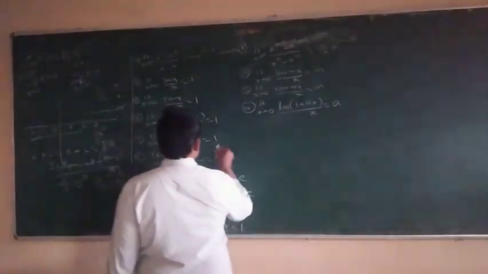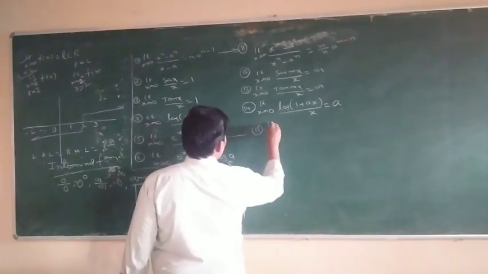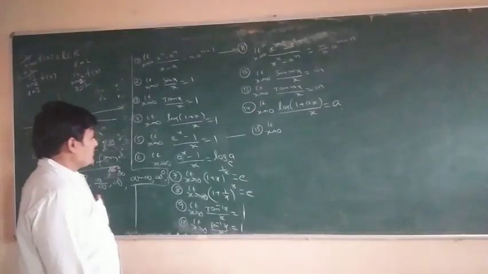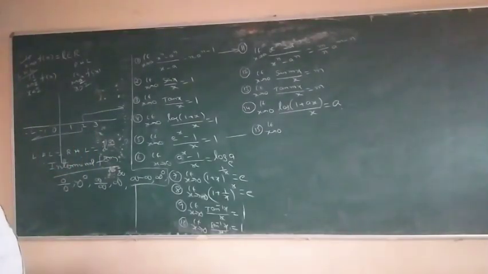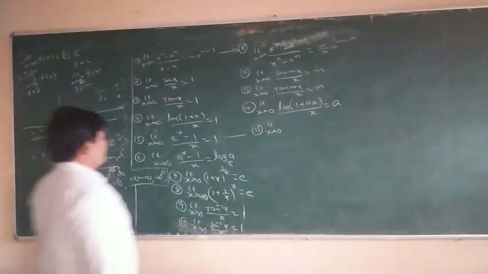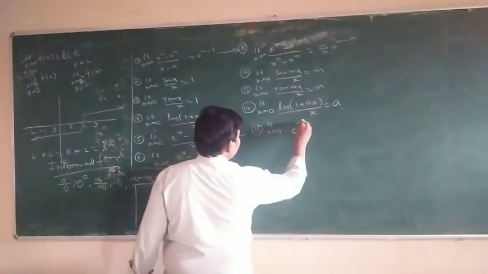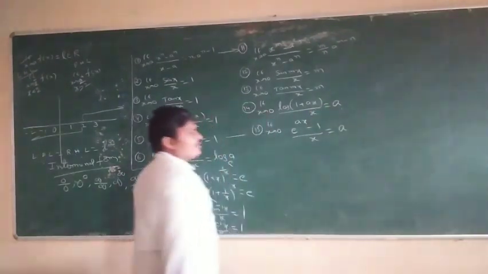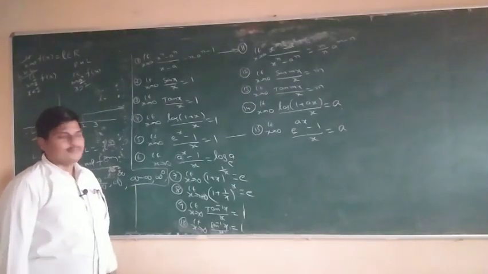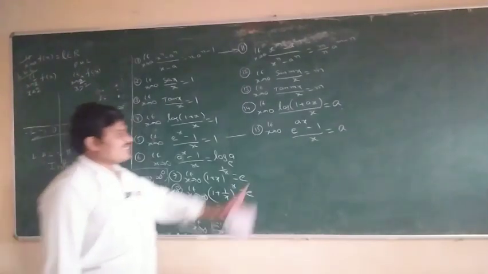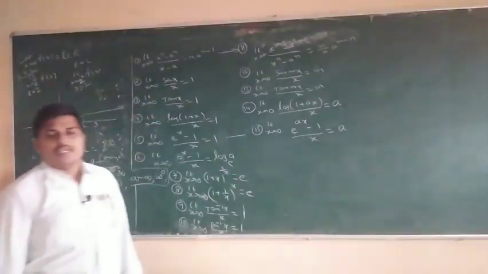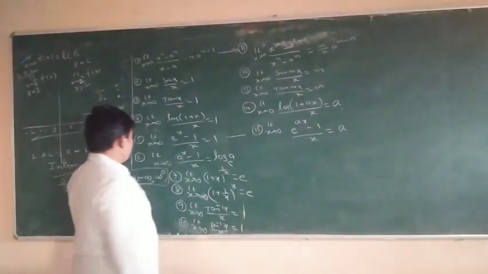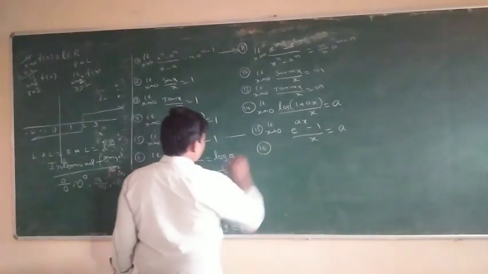Next, 15th one, related to 5. Limit x tends to 0 of e power ax minus 1 by x is equal to a. For example, e power 2x minus 1 by x, answer is 2. E power 5x minus 1 by x is equal to 5. So for the sixth, there is no related formula.